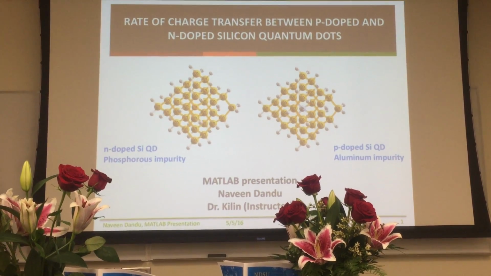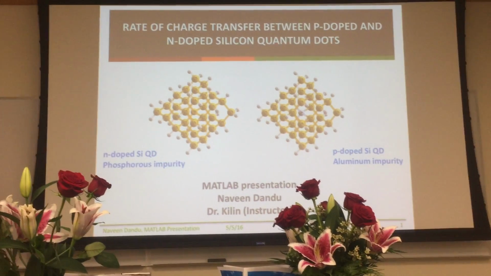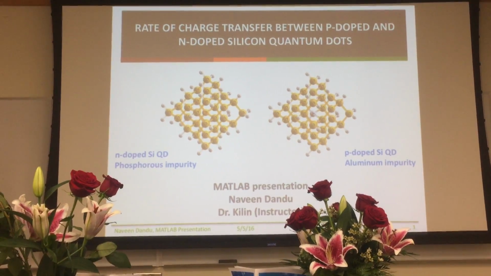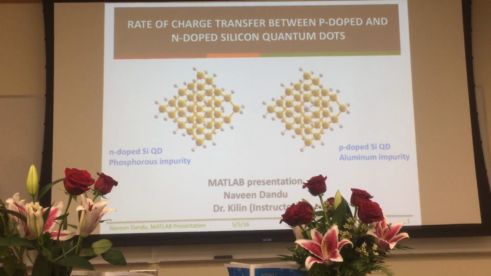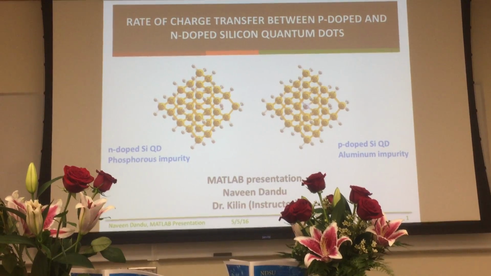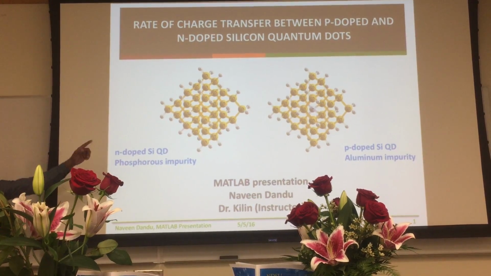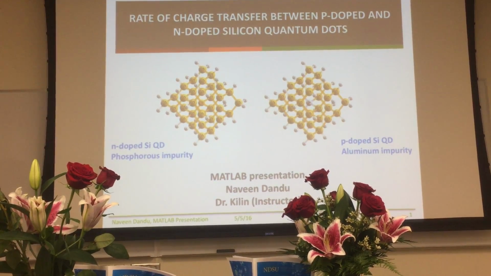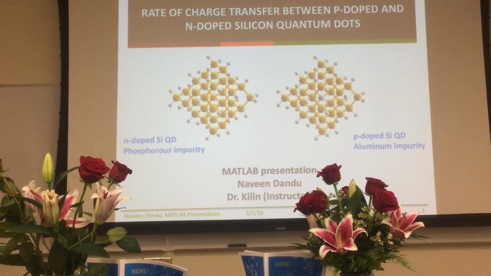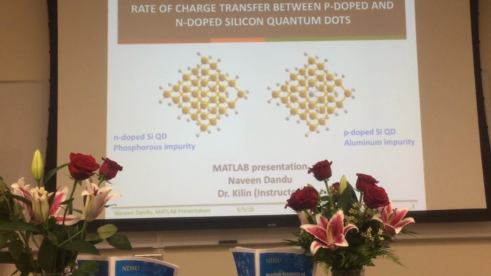Hi everyone, today I'll be discussing my MATLAB research on a topic called rate of charge transfer between p-doped and n-doped silicon quantum dots. As you can see in the picture, these are the two silicon quantum dots. One is doped with phosphorus, which is n-doping. In the right side figure, aluminum is an impurity, and it introduces p-doping in the quantum dot.